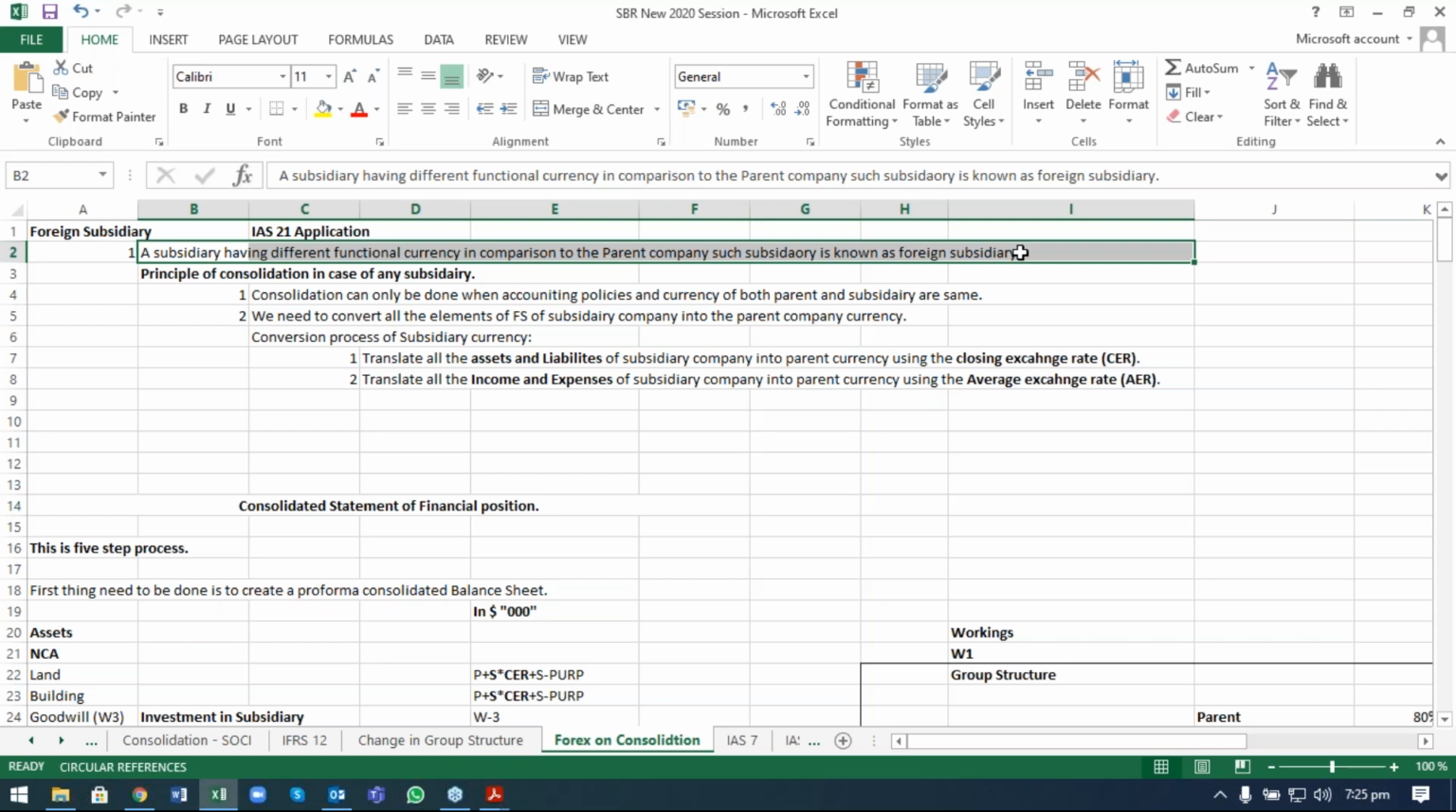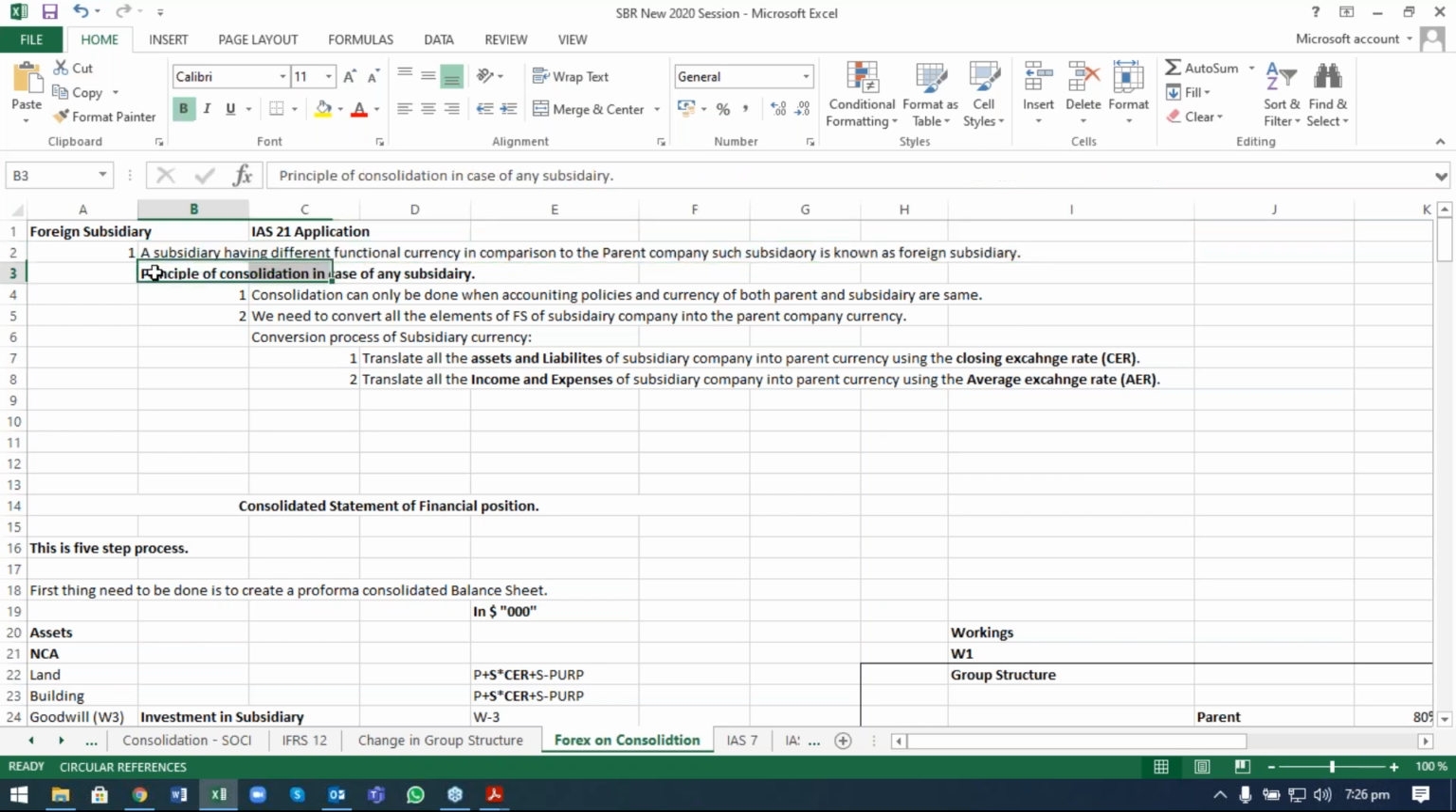So if there is a foreign subsidiary, how are we going to account for it? First, I'll be giving you an explanation. You have to consolidate a foreign subsidiary within the group financial statements; how you are going to account for multiple subsidiaries is something I'm going to answer after the end of this question. But right now, we're looking into a subsidiary having a different functional currency in comparison to the parent company. Such a subsidiary is known as a foreign subsidiary, and we need to make sure how to consolidate it. We are looking into the principles later on.